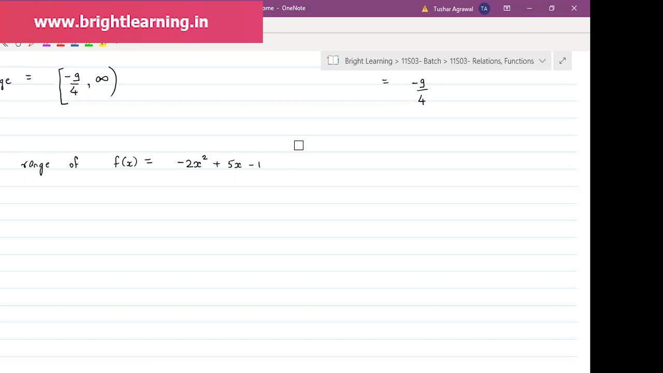This much should be clear that this function will have no minimum value. It will attain everything down to negative infinity. It will just have some upper limit, a downward facing u.